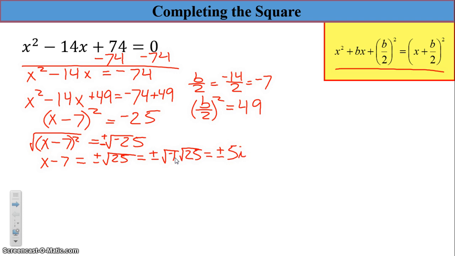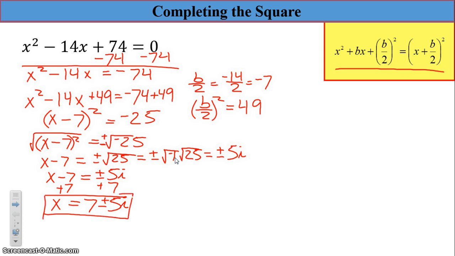Alright, so now I'm just going to rewrite that. X minus 7 equals plus or minus 5i. And last step, we want to get x by itself, so we're going to add 7 to both sides, which leaves us with x equals 7 plus or minus 5i. And 5i and 7 are not like terms, so they cannot be combined, so that is our simplified answer. Alright, this is an example of having an imaginary solution.